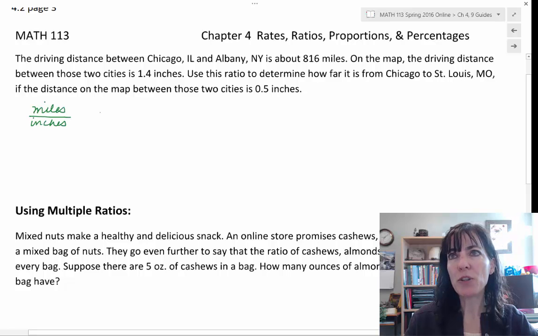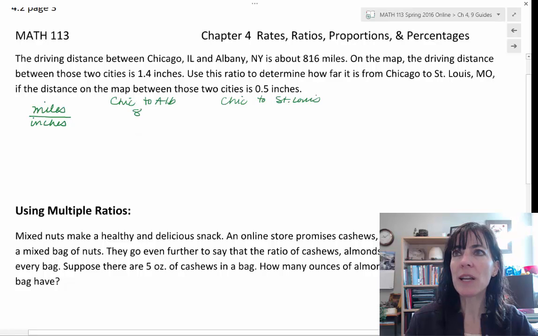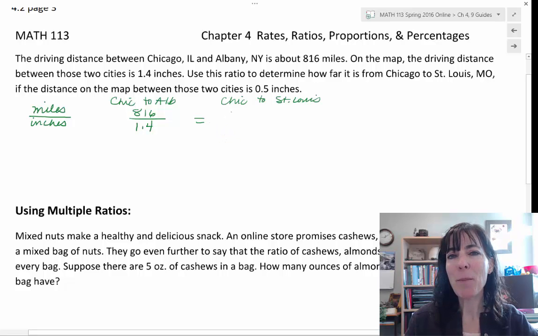And so we're going to do two ratios. One will be Chicago to Albany, and the other will be Chicago to St. Louis. Okay, so Chicago to Albany is 816 miles, and that on the map is 1.4 inches. And then we're using that same ratio because it's the same map, and map makers always use the same ratio for the entire map, so we can use the same scale.